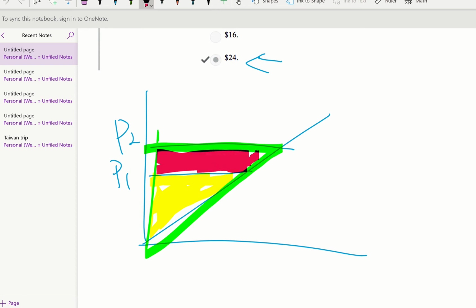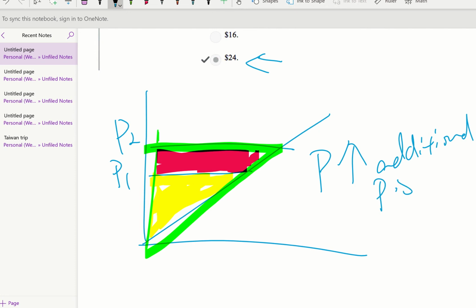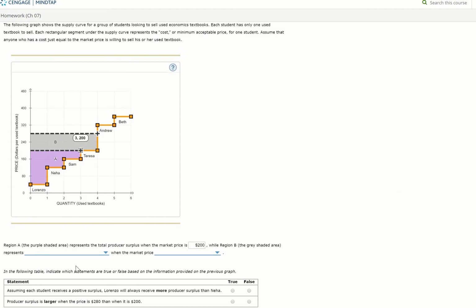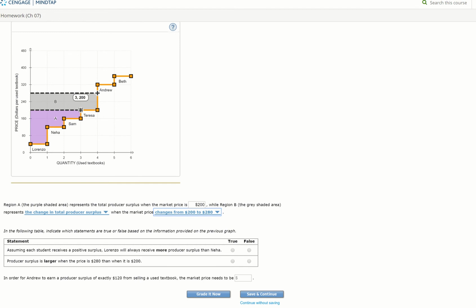The difference between the two, this little area here in the middle, is the additional producer surplus when the price goes higher. So when the price goes up, how much additional producer surplus you get is this little red area over here. That's how much the producer gains. Okay, so let's go back here. This would represent the change, not the total, but the change in producer surplus when the market price changes from 200 to 280.